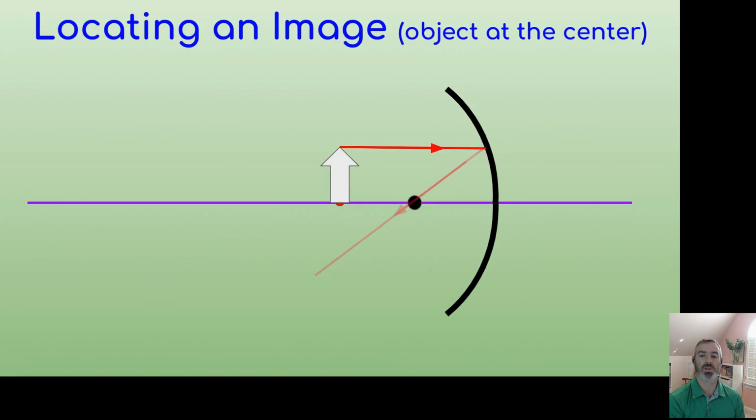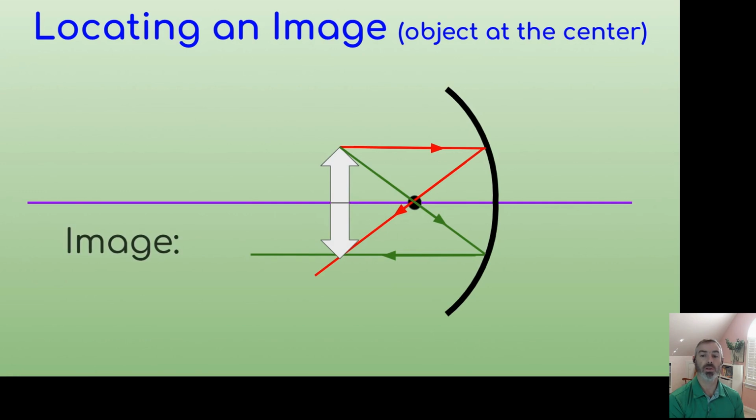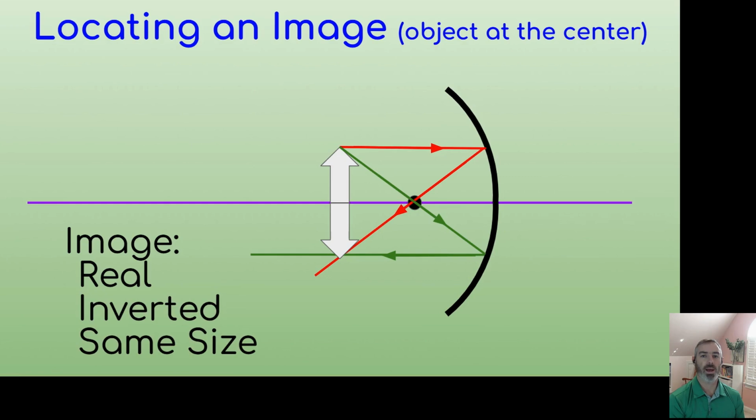So locating an image at the center, we're going to draw those same rays of light. So we're just going to draw two this time. You can see that they intersect where the object would be, in the same spot where the image forms. Now again, we have converging rays of light, so that means that our image is real, so we need a screen to be placed there to see the image. It's inverted because it's upside down and backwards, and it's also the same size. So this is the only location where the object and image are going to have the same size.